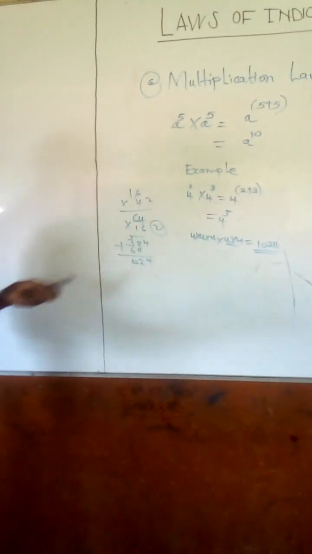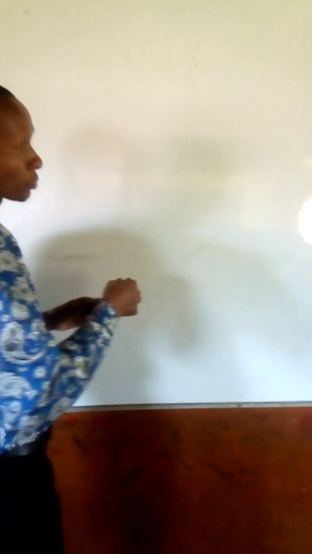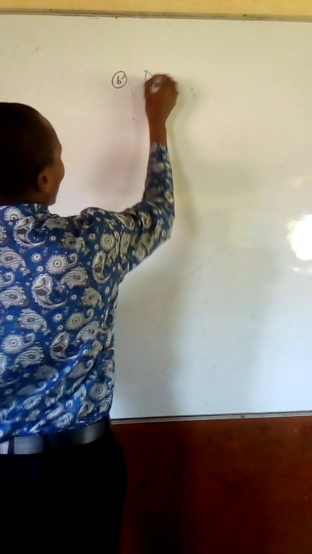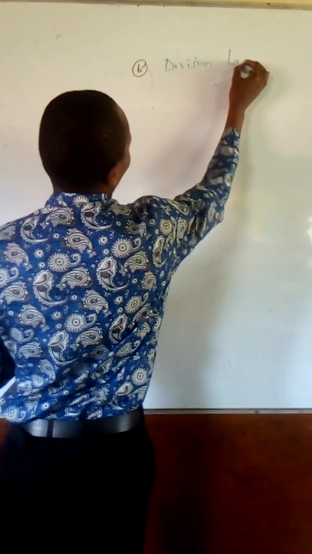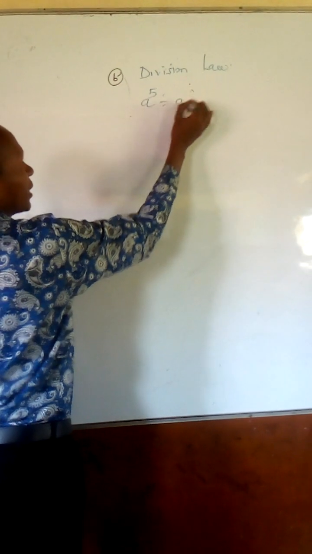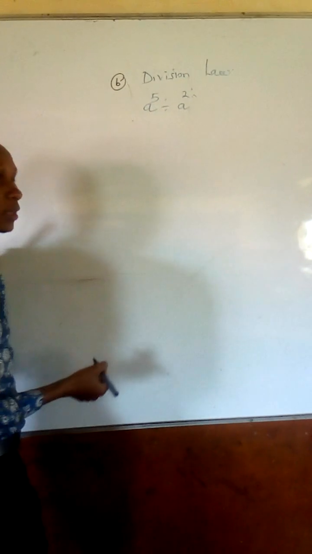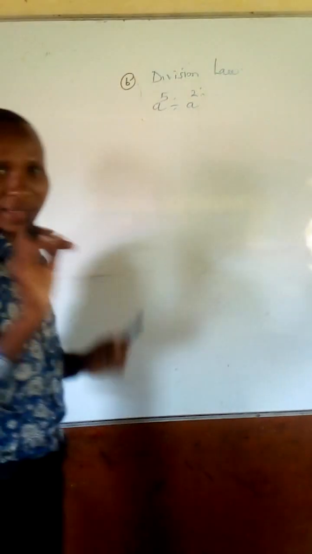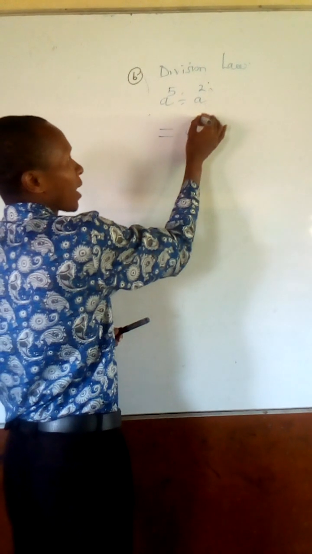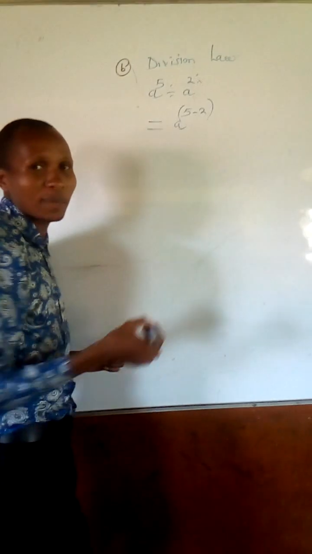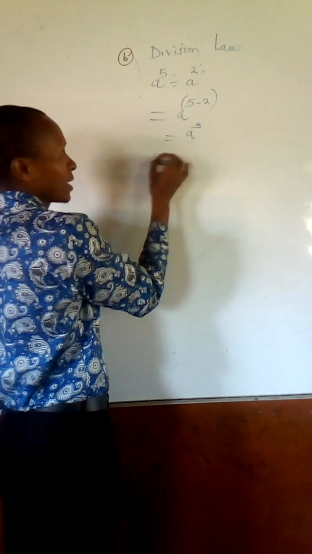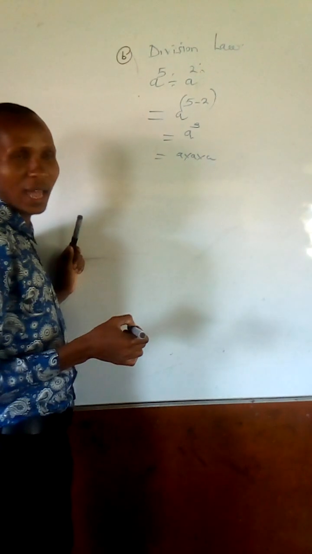Now let's move to another law. Law number 2 is the division law. It says that a raised to 5 divided by a raised to 2: because the bases are the same, just take one of the bases and then you subtract the powers. So you say a raised to 5 minus 2, which is the same as a raised to 3, that is a times a times a, 3 times.